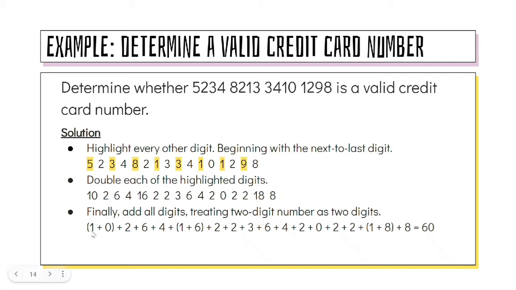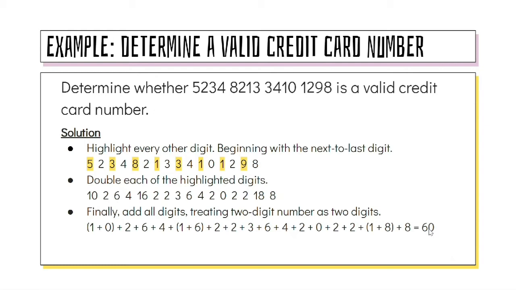And now, here. From 10, we have 1 plus 0, right? Plus 2 plus 6 plus 4 plus, from 16, plus 1 plus 6. So we no longer add 16 as is; we split it, plus 1 plus 6. Up until here, we get the last digit, which is 8. And using your calculators, adding it all, class, we come up to 60.